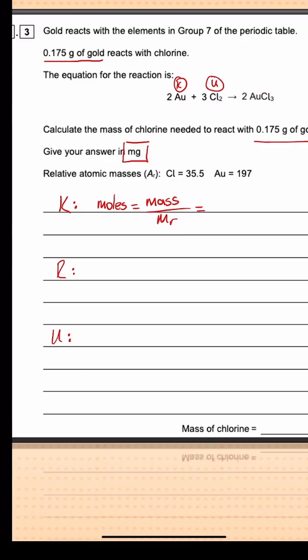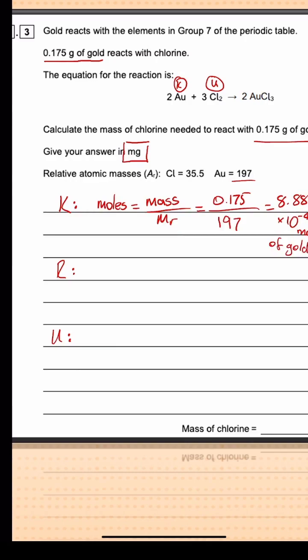So moles is equal to mass over Mr. The mass that we've got is 0.175. Divide that by the Mr of gold, which is given here as 197. So you do 0.175 divided by 197, and that gives quite a small number. Type that in your calculator. You get something like 8.88 times 10 to the minus 4. Don't delete that from your calculator. Keep it there. So 8.88 times 10 to the minus 4 moles of gold.